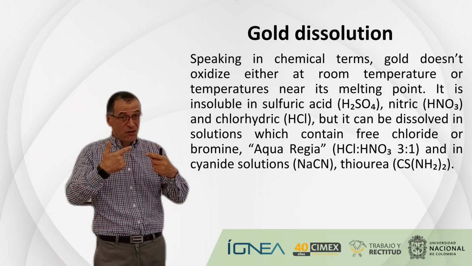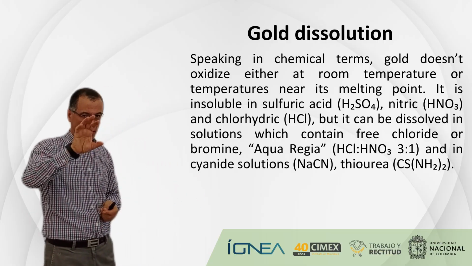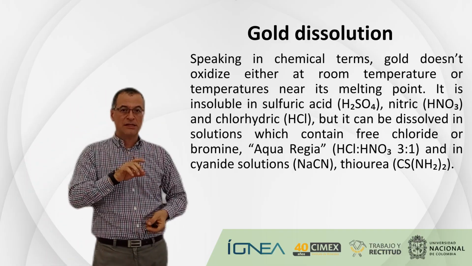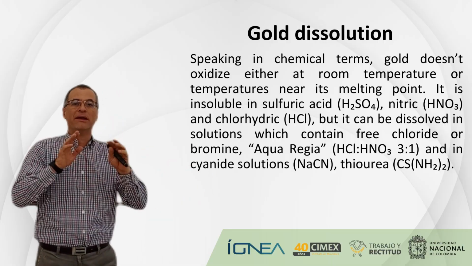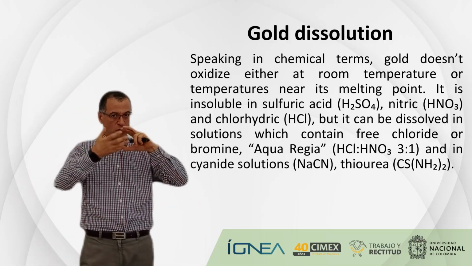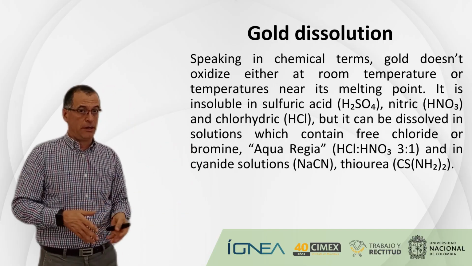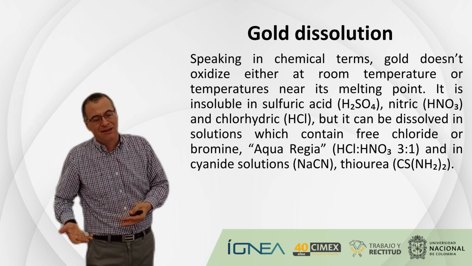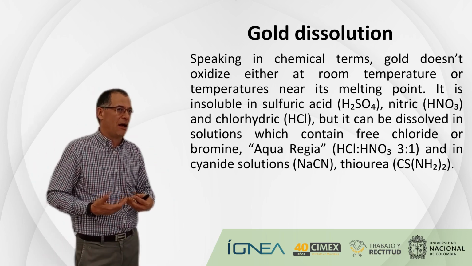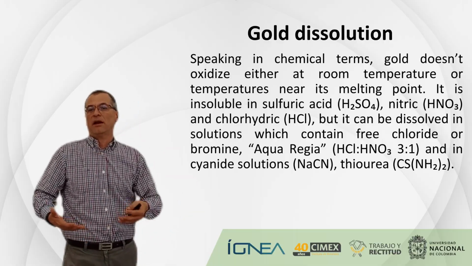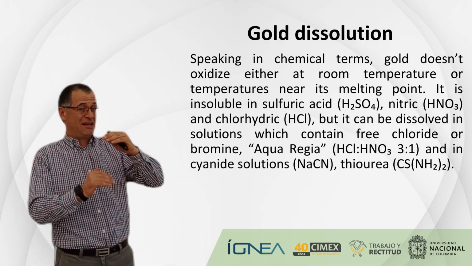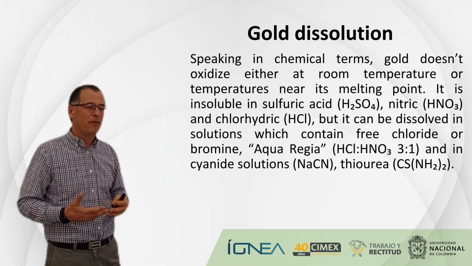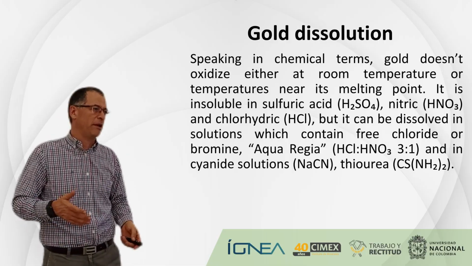But a special combination of acids, hydrochloric and nitric, in a ratio of 3 to 1, is named aqua regia. Aqua regia is a special solution that could dissolve the gold. In the past, some people used aqua regia to obtain gold, but it's not a process that could be implemented in industry. It's expensive, and the practical possibilities in the industry are not very easy.